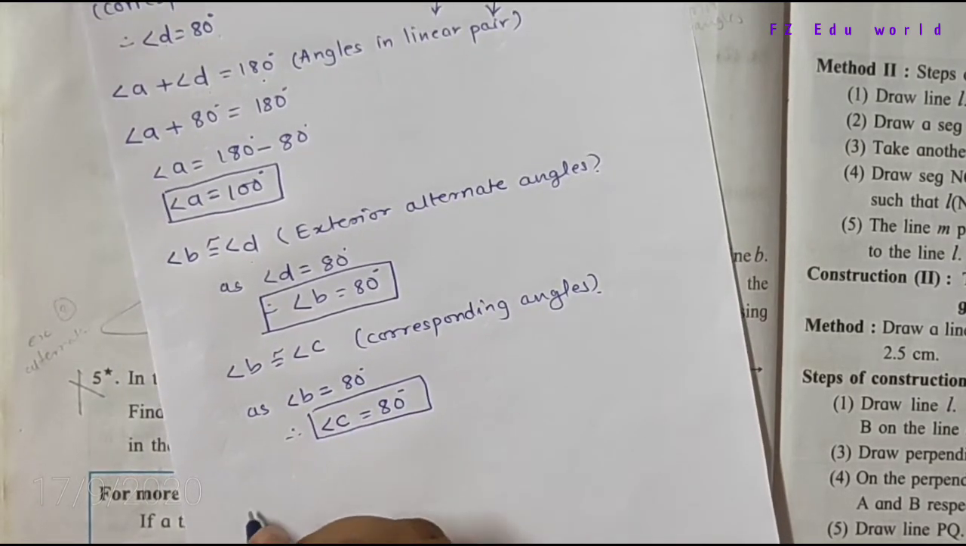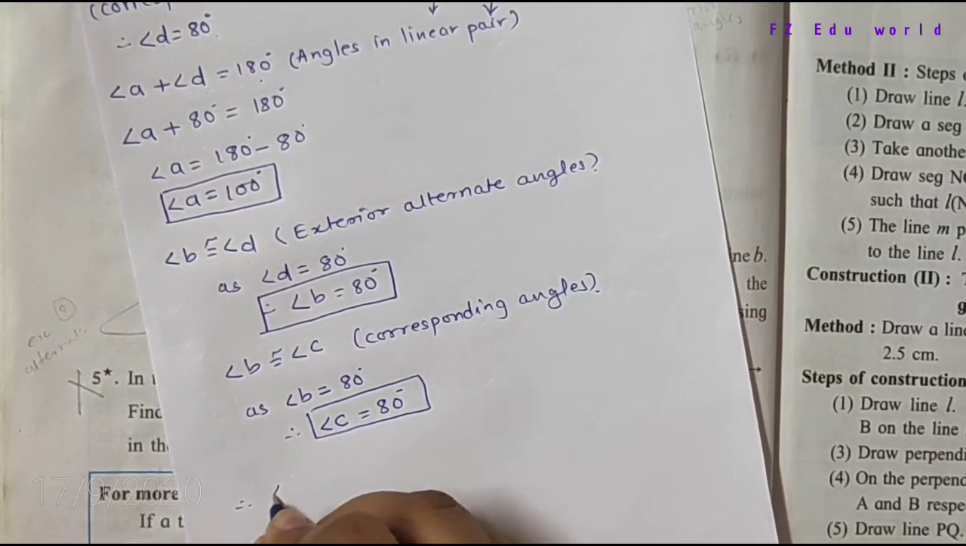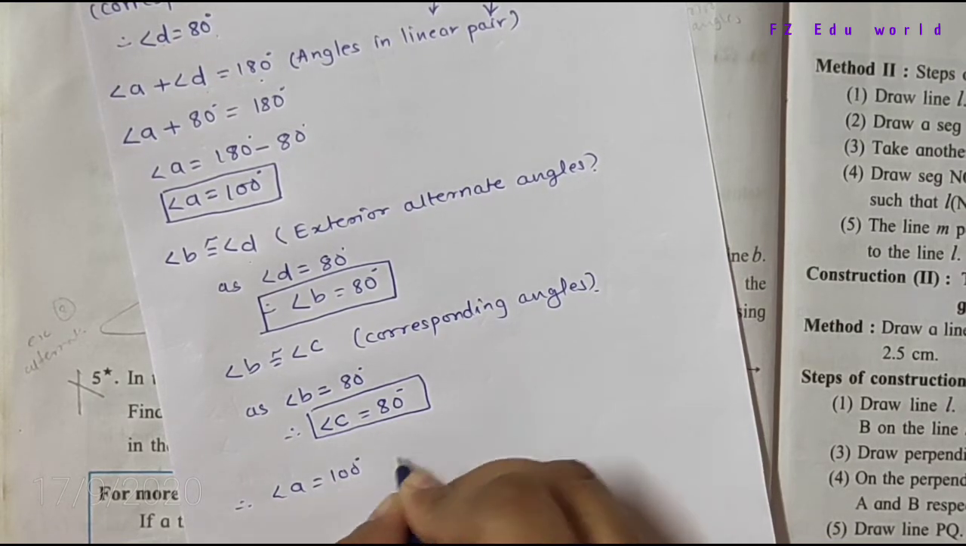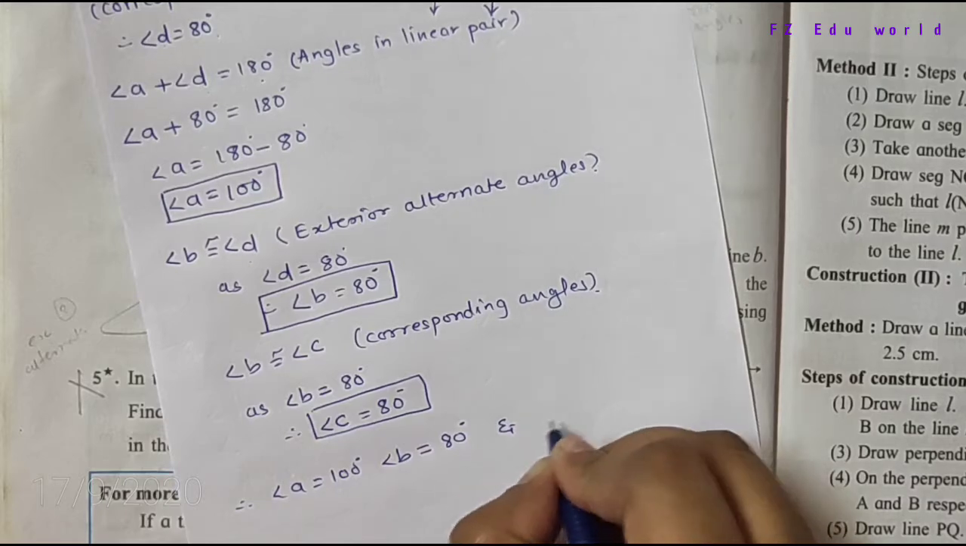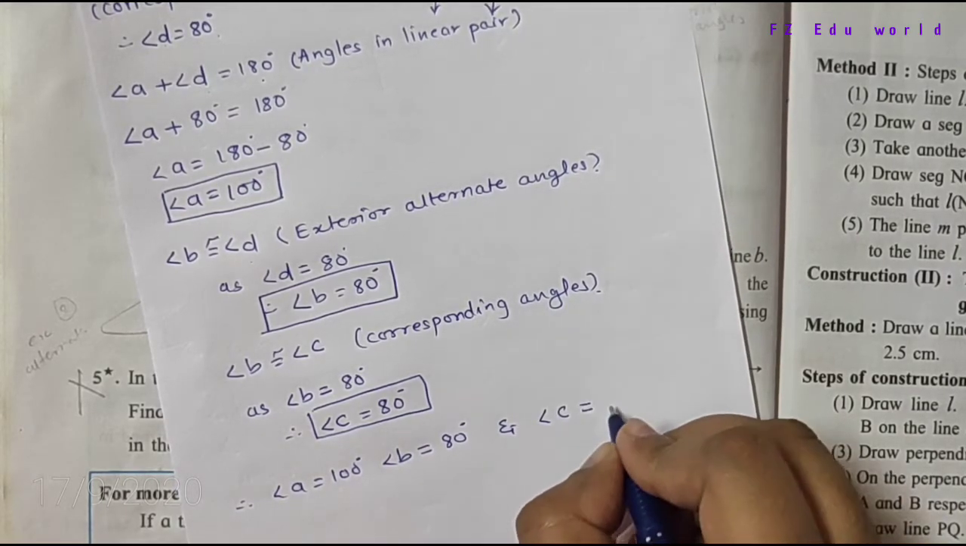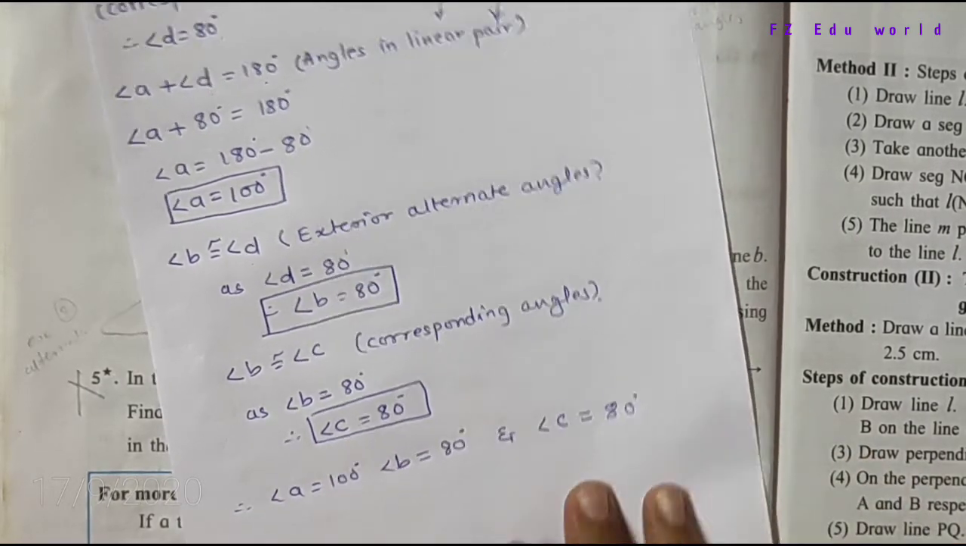Now we have all the measurements. Angle A is equal to 100 degrees, angle B is equal to 80 degrees, and angle C is equal to 80 degrees.